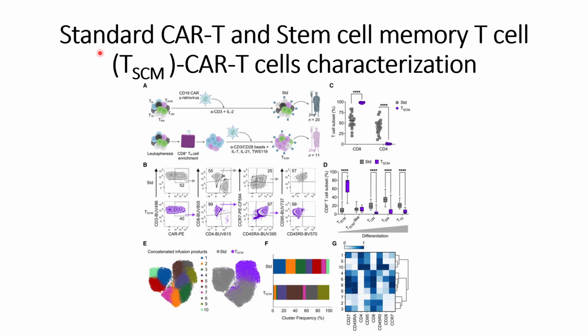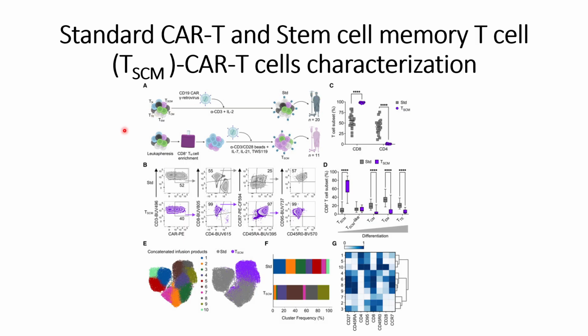In this video, we will discuss standard CAR-T cells and stem cell memory T cell based CAR-T cells characterization. In panel A, it shows how these different kinds of CAR-T cells are formed. For the standard CAR-T cells, they used a mixed population of T cells and then transduced them with a retrovirus targeting CD19. Along with that, they used anti-CD3 and IL-2 to activate these T cell populations, and these standard CAR-T cells can then be used in 20 different patients.